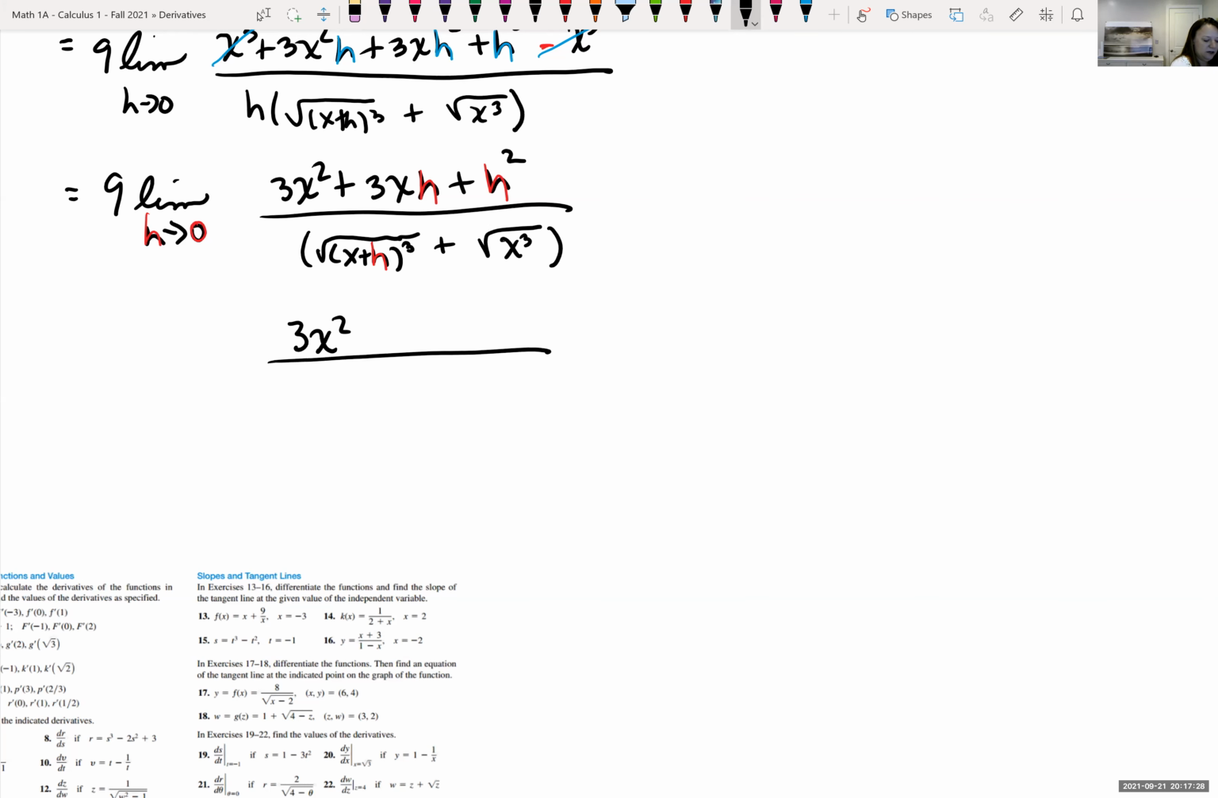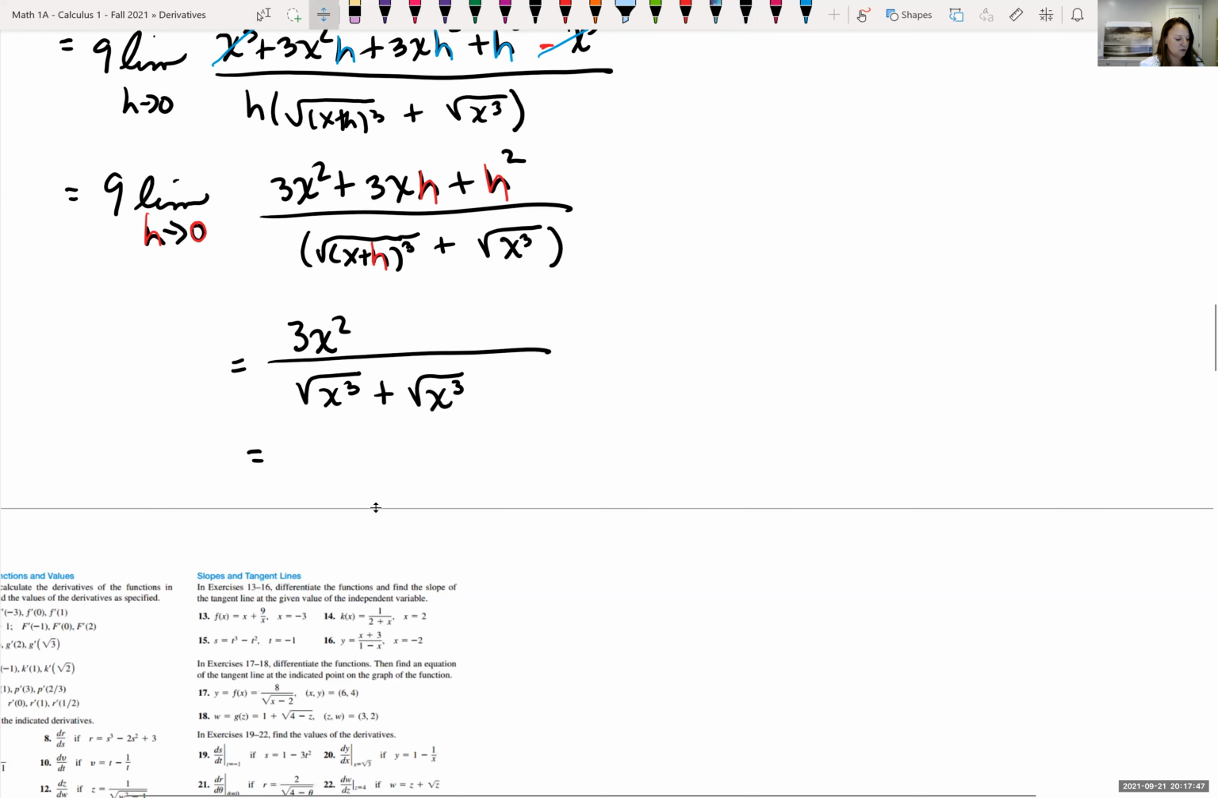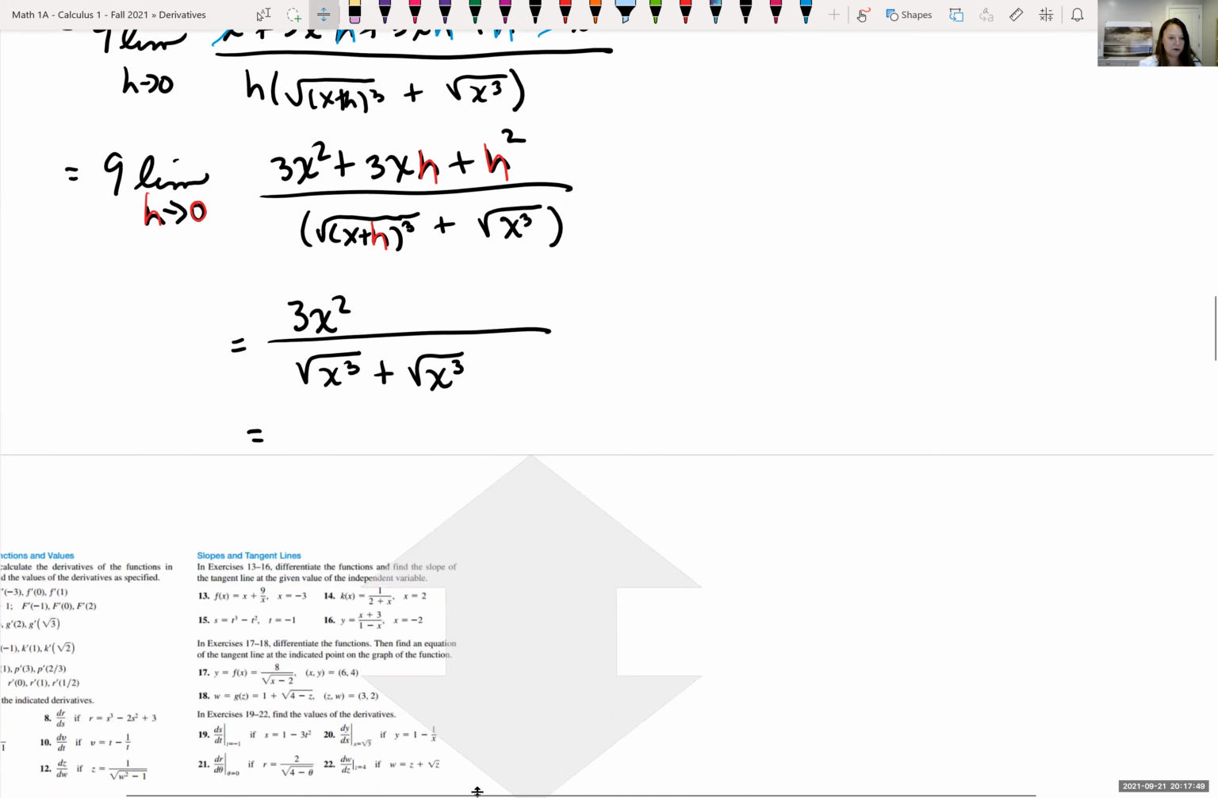All over, this is going to give me the square root of x cubed, because that h is going to be 0, plus the square root of x cubed. Those are like terms in the denominator. So 1 square root of x cubed plus 1 square root of x cubed is 2 square roots of x cubed.